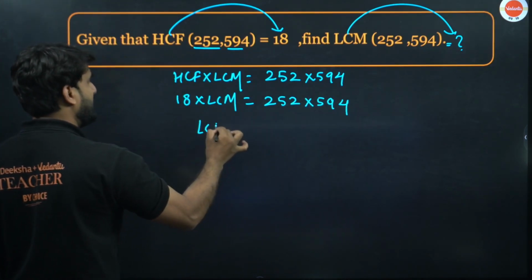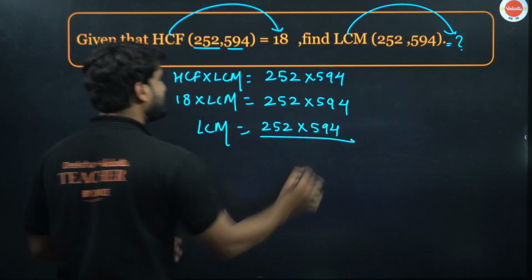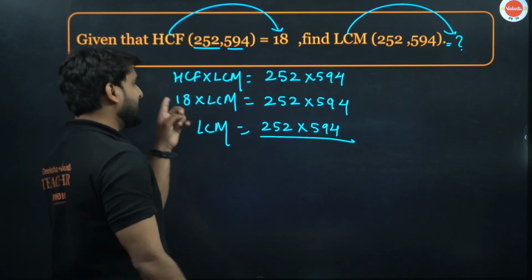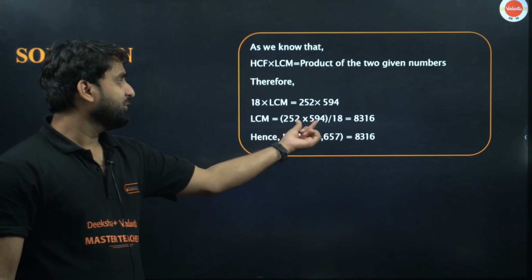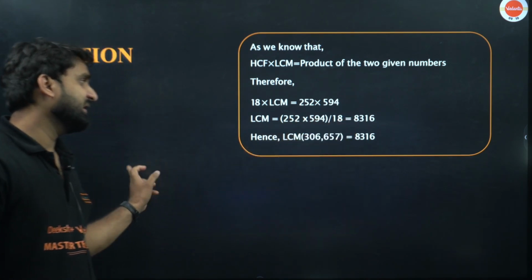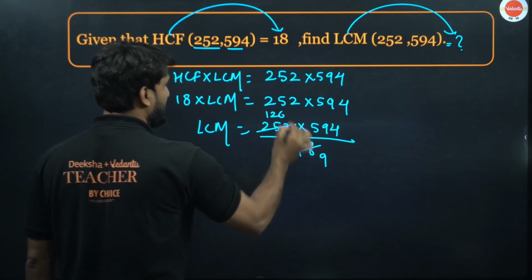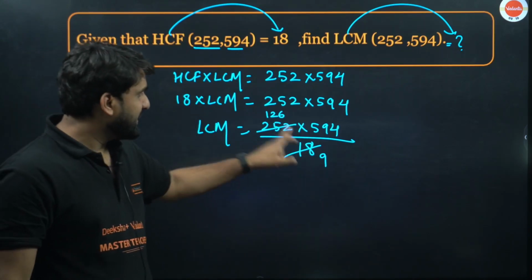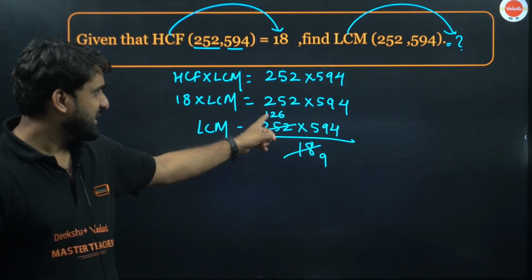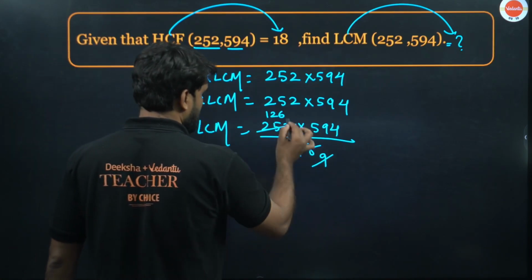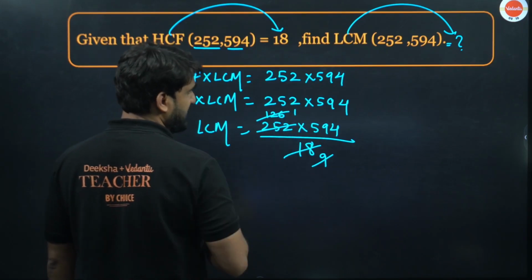Now LCM will be equal to 252 into 594 divided by 18. This 18 is in multiplication, so when it goes to the other side, it will become divide. So when 252 into 594 is divided by 18, 8316 will come. You guys can divide. Let's say 252 divided by 18 and 594. Now you can divide this here. 9 ones are 9, 9 ones are 9.